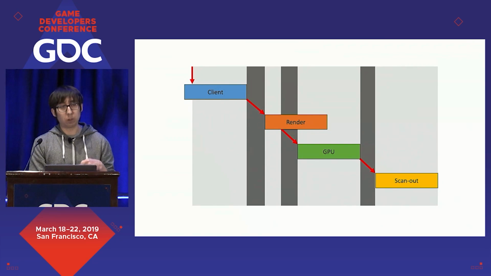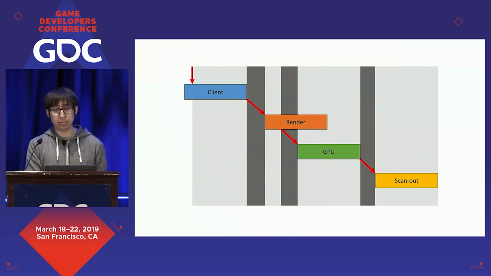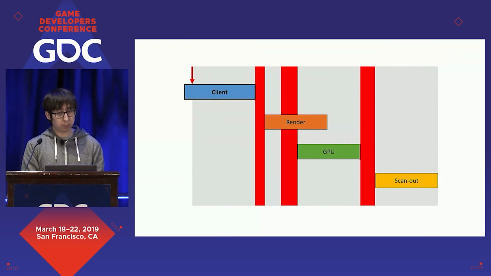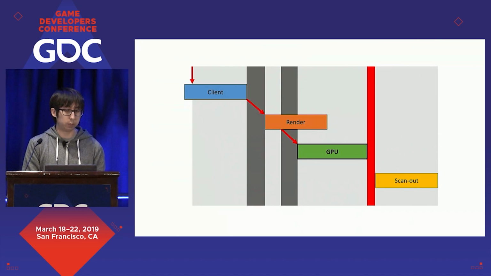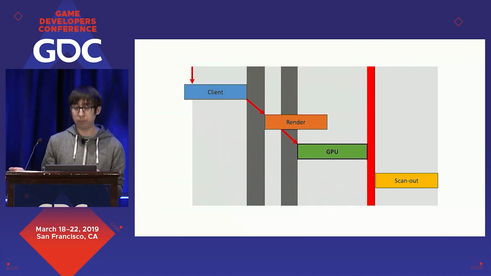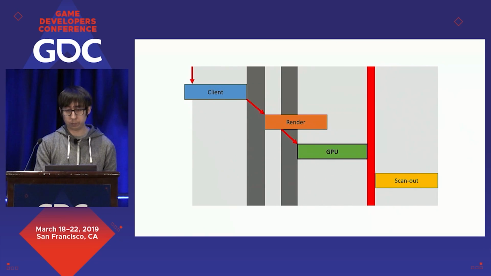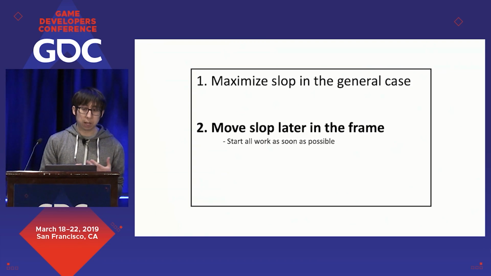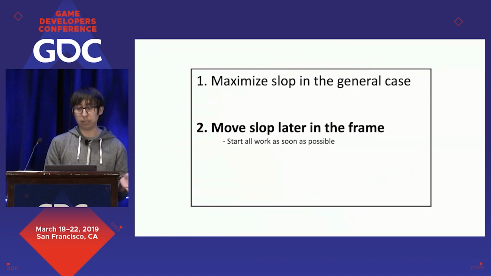Remember that slop is what protects us against spikes, but not all slop in a frame protects us equally against all possible spikes. So for example, if the client frame spikes, all sources of slop later in the frame are available to absorb the spike and avoid a dropped frame. But if only the GPU spikes, only the slop after the GPU can absorb the spike. So because slop later in the frame can absorb any work before it, it's always better to keep slop as late in the frame as possible.